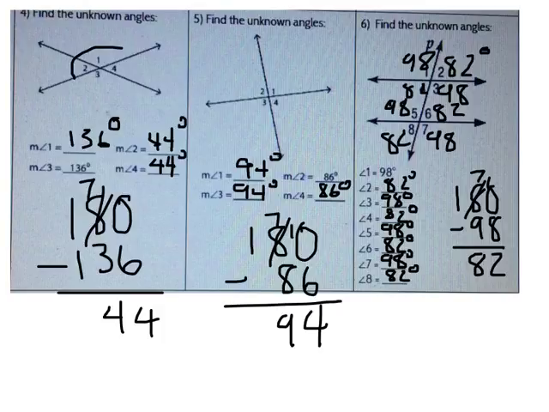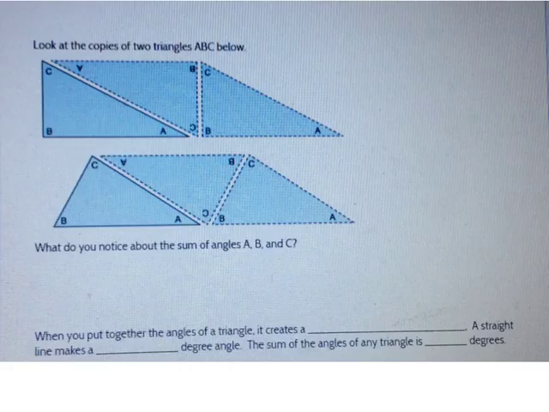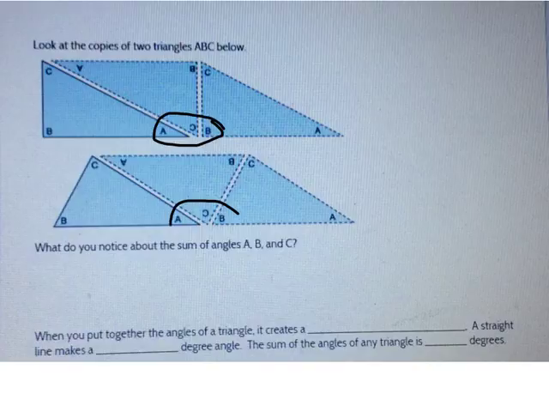Now we can move on to today's lesson. Today we're going to talk about the interior angles of triangles. Look at the copies of two triangles ABC below. For any triangle ABC, you can create copies to make a figure with a straight line at the bottom composed of angles A, B, and C.